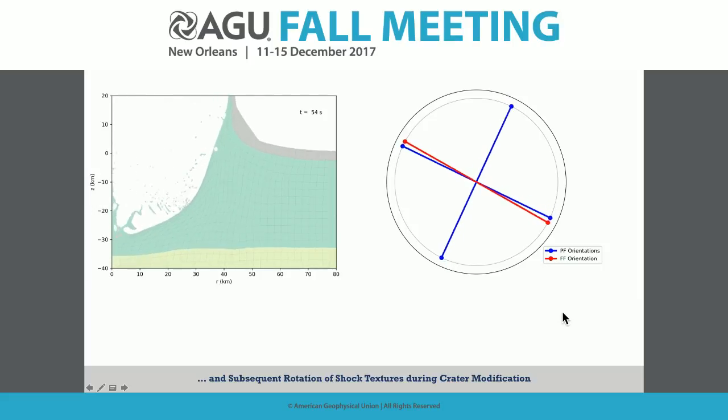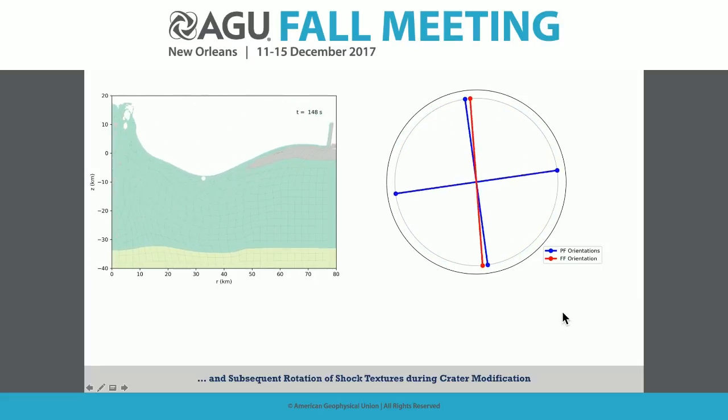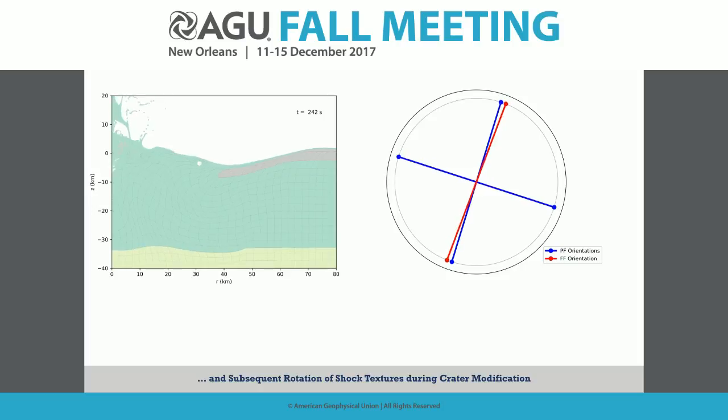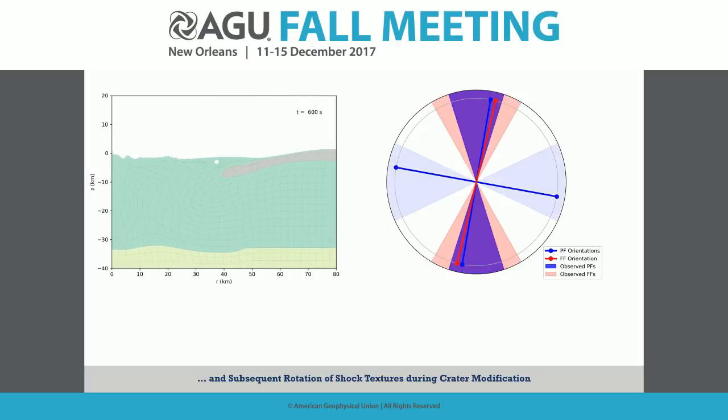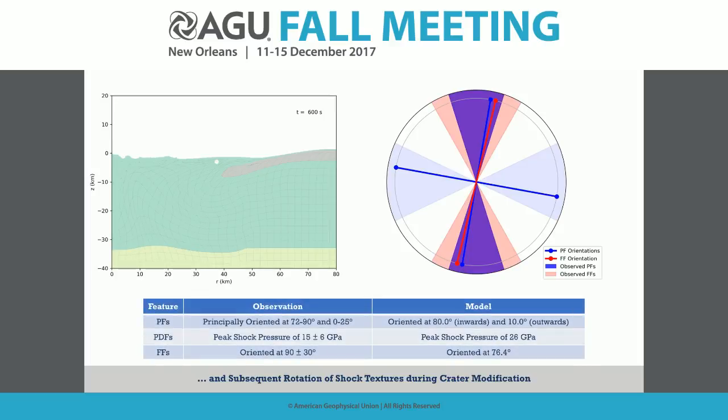So here we have the transient cavity forms, it then collapses downwards, forms into the central peak, which then collapses outwards. What we end up with, and in a second it will flash up roughly where the observations plot, is a vertical orientation of fractures, a sub-horizontal orientation of fractures, and also we end up with the feather features in a vertical orientation, which is where they are in the present day. So what I've hopefully managed to demonstrate to you is that there is a remarkable consistency between all three of these different types of shock-related deformation.